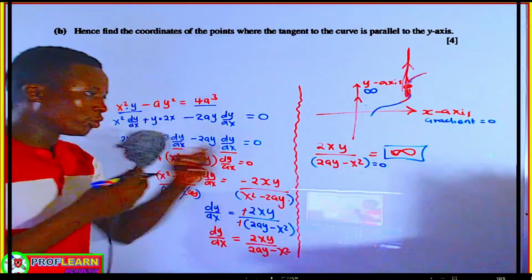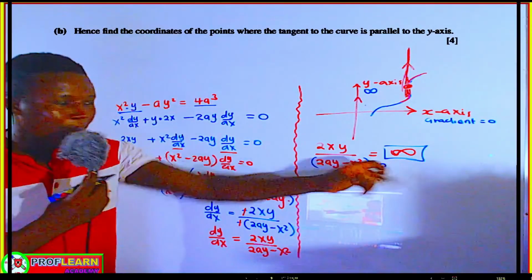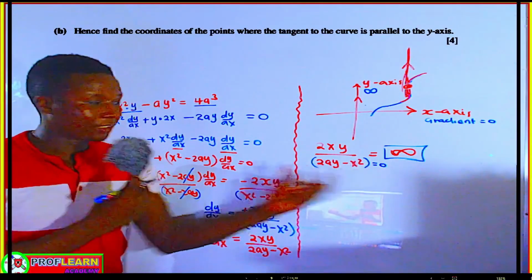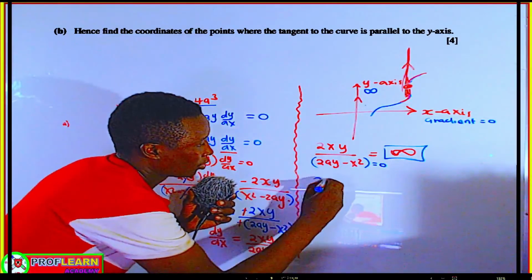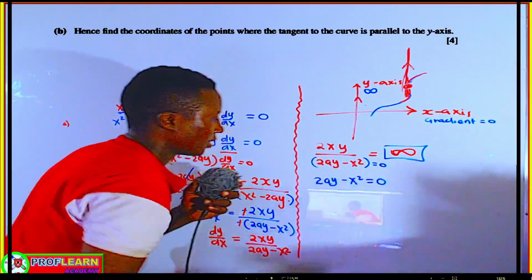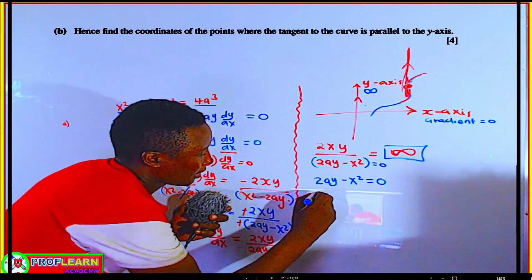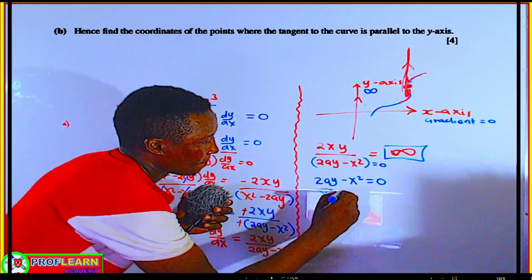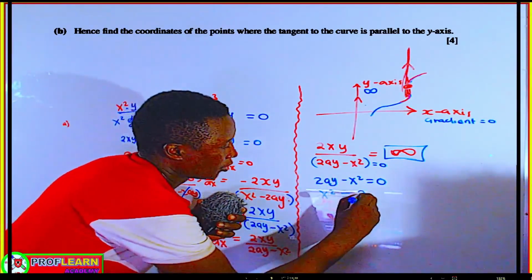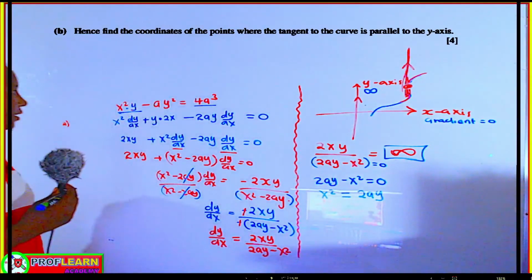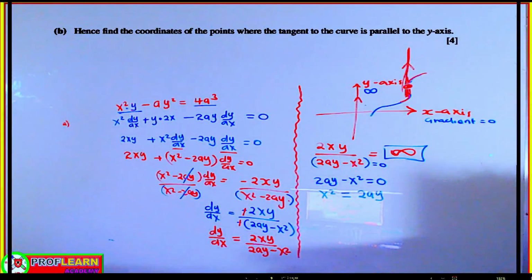For you to get an infinite answer, it means the denominator of this expression is equal to 0. So we are going to say 2ay minus x squared is actually 0. That will mean that our x squared is equal to 2ay. Our x squared is 2ay.